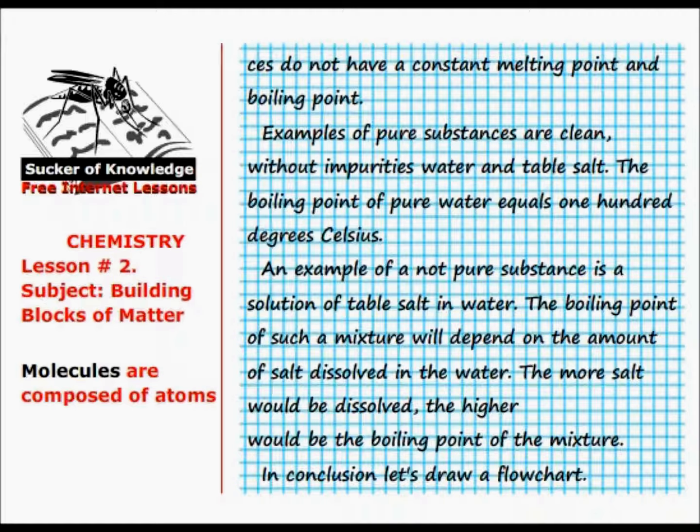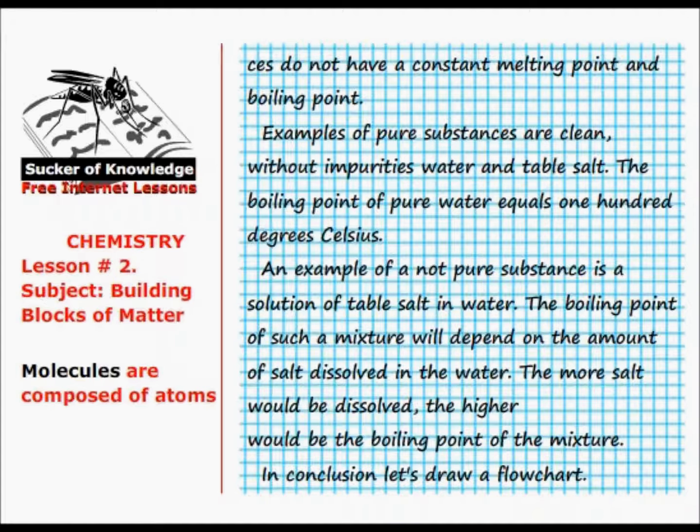Examples of pure substances are clean, without impurities water, and table salt. The boiling point of pure water equals 100 degrees Celsius. An example of a not pure substance is a solution of table salt in water. The boiling point of such a mixture will depend on the amount of salt dissolved in the water. The more salt would be dissolved, the higher would be the boiling point of the mixture.